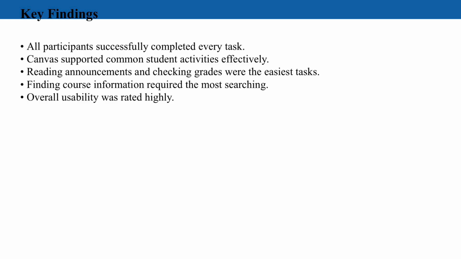However, finding course information and resources consistently required the most searching. Participants often looked through multiple pages before locating the syllabus or other important documents. This suggests that Canvas could benefit from grouping important course information into one clearly labeled location. Overall, our findings show that the system is already effective, but small usability improvements could make navigation faster and reduce the amount of time students have to spend searching for these things.